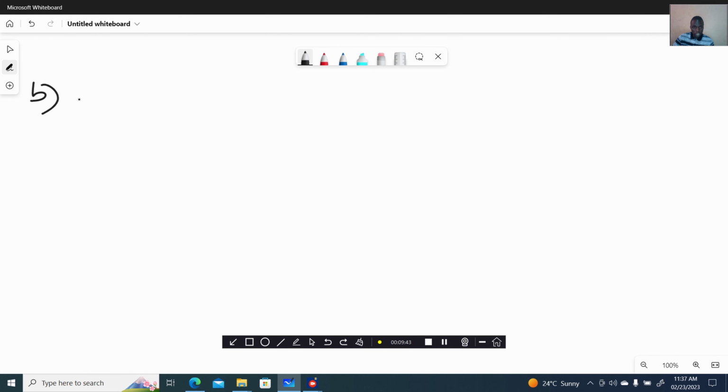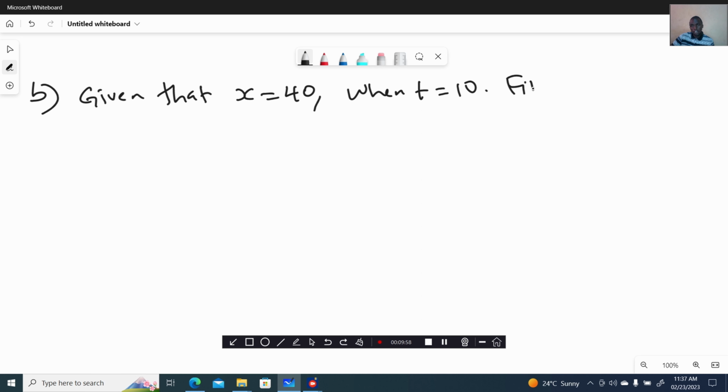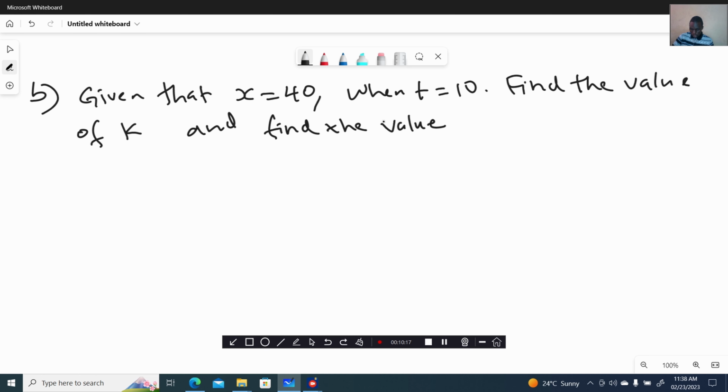That's part B. Given that x equals 40 when t equals 10, find the value of k, and find the value approached by x as t becomes large.